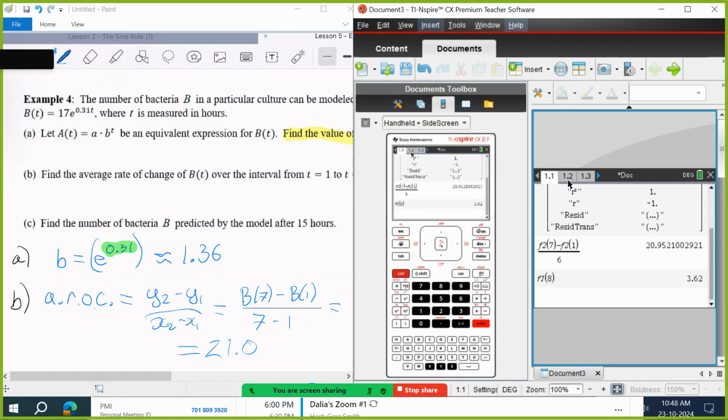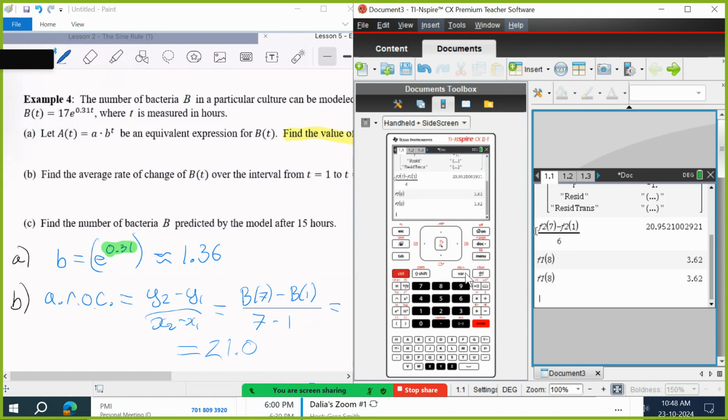How do you find the value? Where's the variable button? Oh. The variable button is here. Sorry, boys.